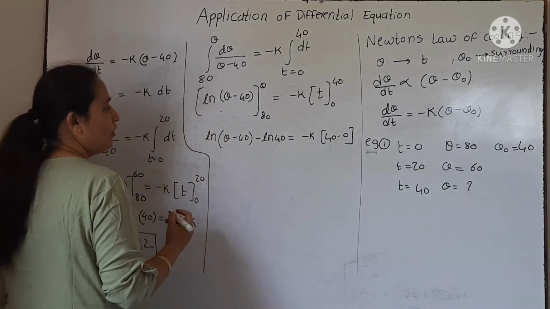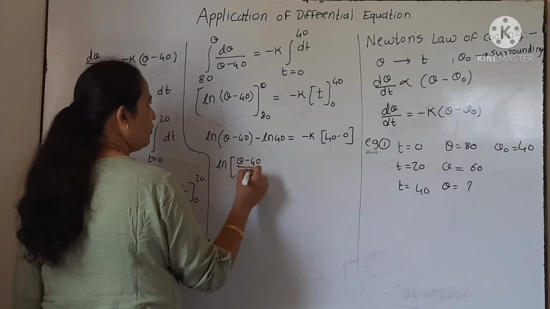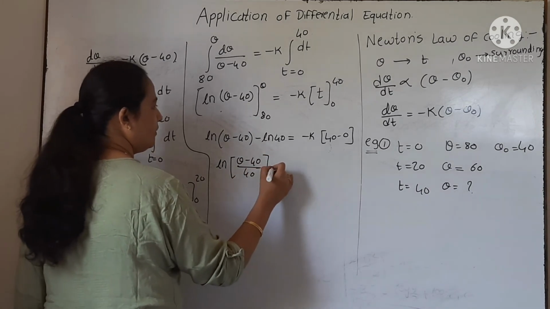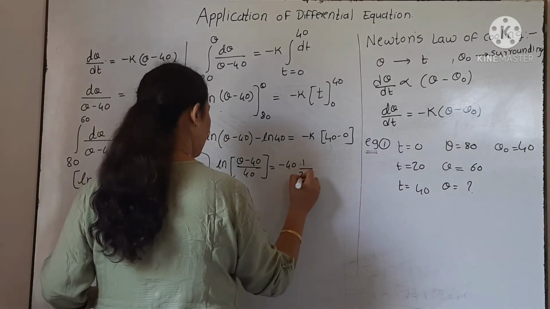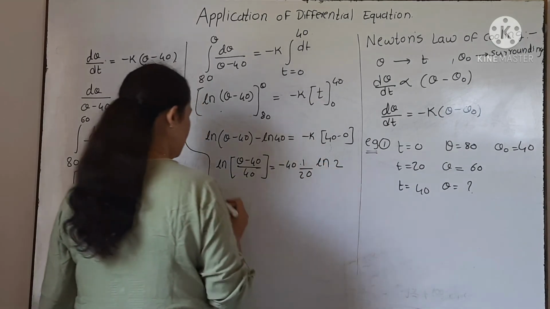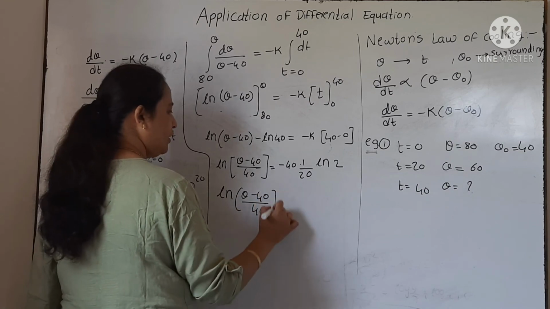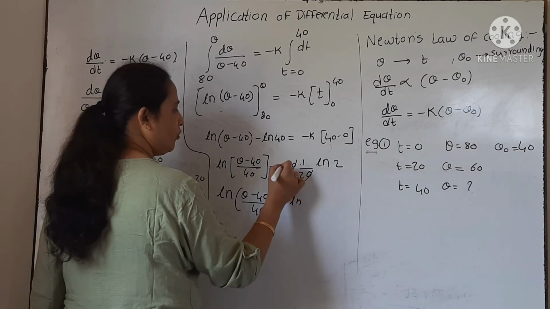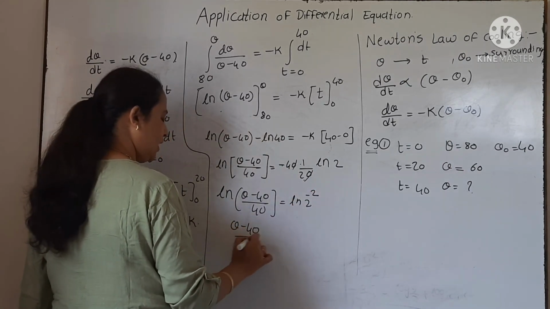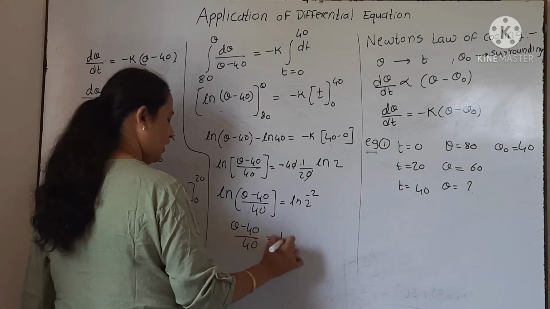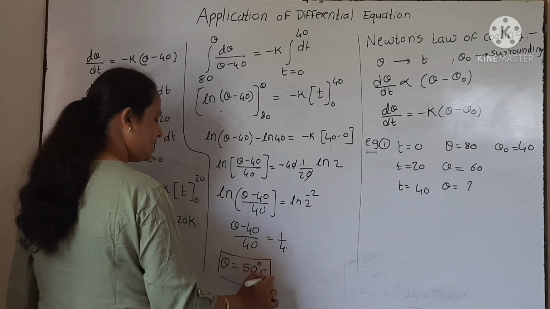We'll substitute the value of k. Here if I use rules of logarithm, it is theta minus 40 upon 40 equal to minus 40. Value of k is 1 by 20 ln of 2. So this is ln of theta minus 40 upon 40 equal to ln of 40 by 20 is minus 2. So it is 2 raised to minus 2. You will get theta minus 40 upon 40 equal to 1 by 4. If you use mathematical calculation, you will get the value of theta, that is 50 degrees Celsius.